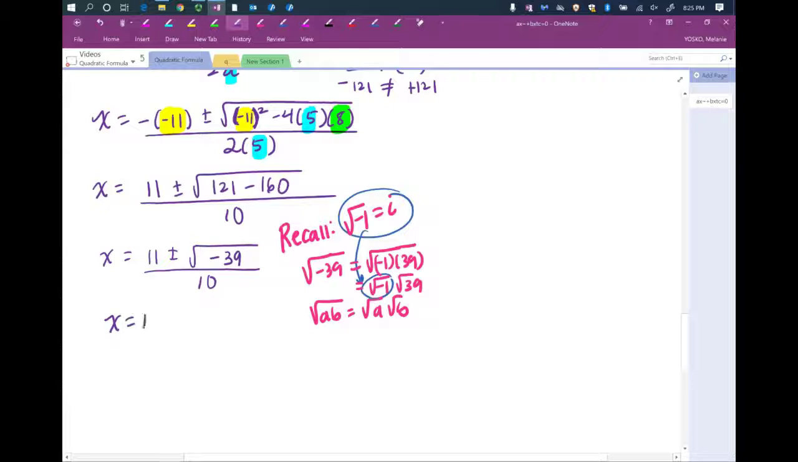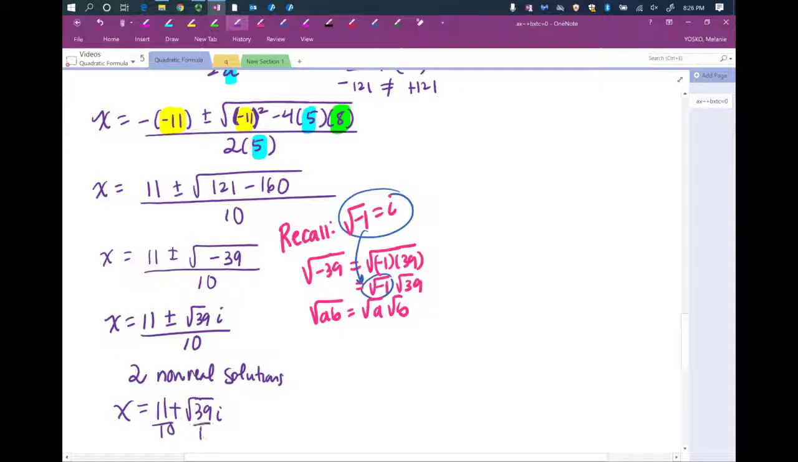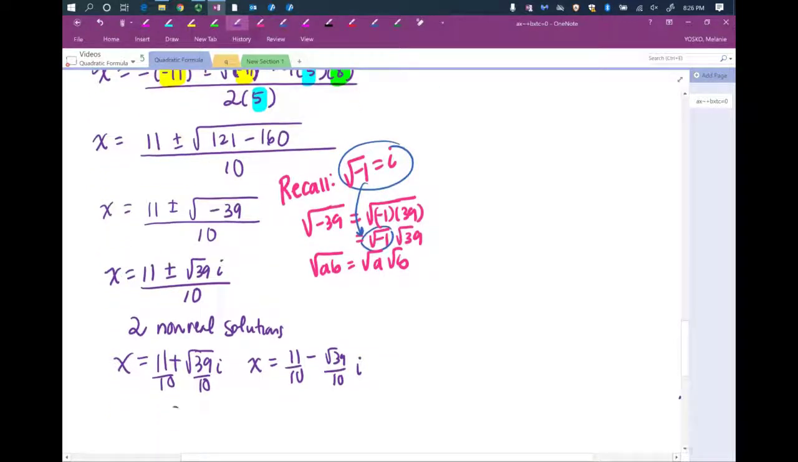So we have x equals 11 plus or minus square root of 39 times i over 10. So there are two non-real solutions. The complex numbers are x equals 11 plus the square root of 39 i, and divide each piece by 10 if you wanted an a plus bi form, or x equals 11 minus, so we're going to do 11 over 10 minus square root of 39 over 10 times i. So these are both complex numbers.